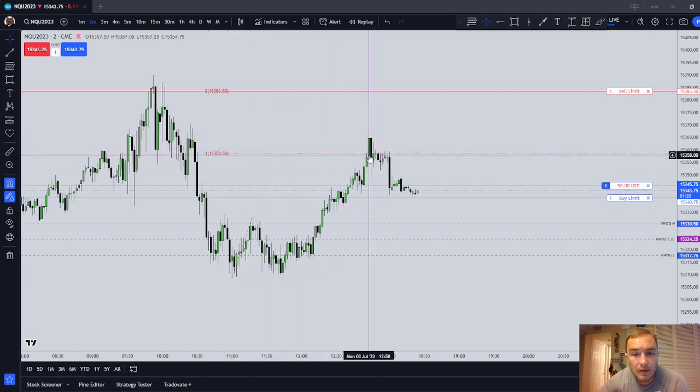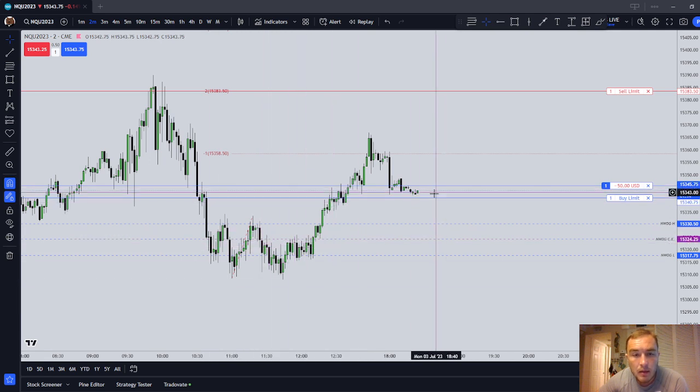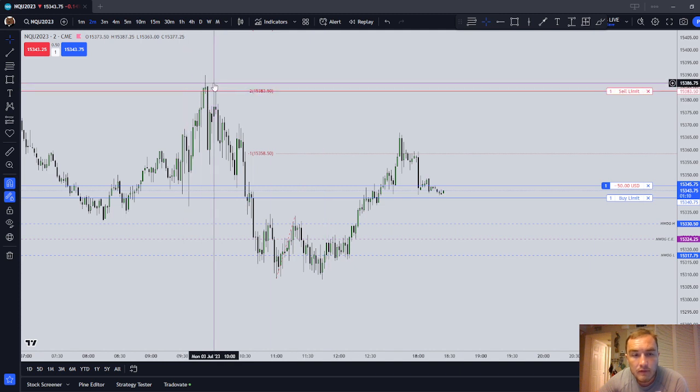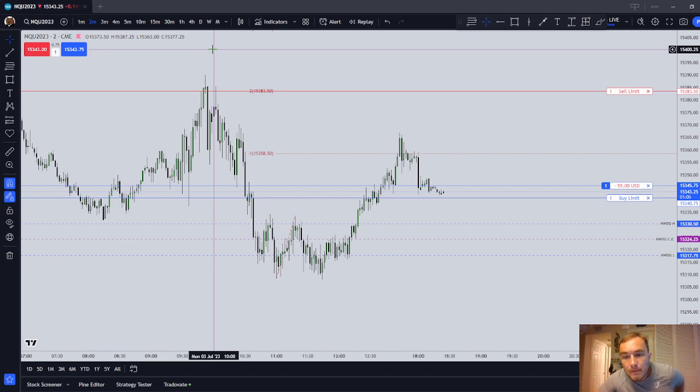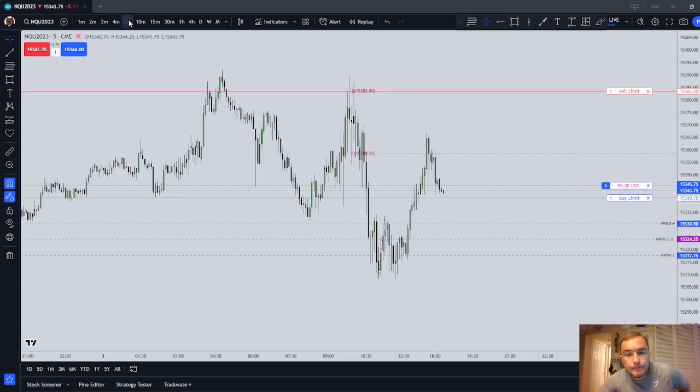Now, we did deliver above the one standard deviation here of the bullish breaker. With that being said, I think we're going to come up, we're going to deliver two standard deviations, and that will take us just above these highs here. So I'm pretty confident that the market in the next few hours should rise.